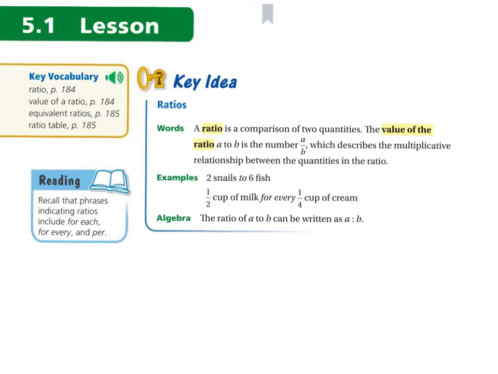Hey everyone, chapter 5. We're going to start off here with ratios and ratio tables.